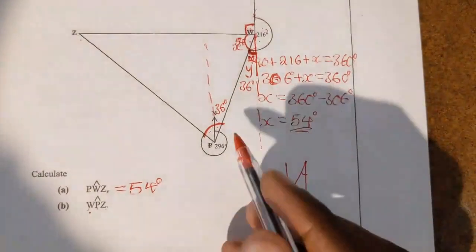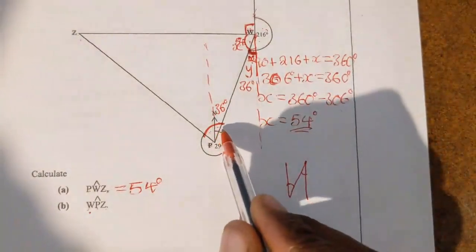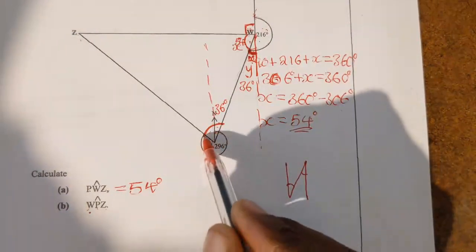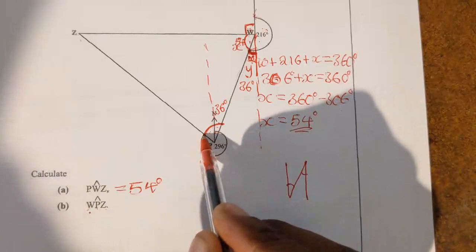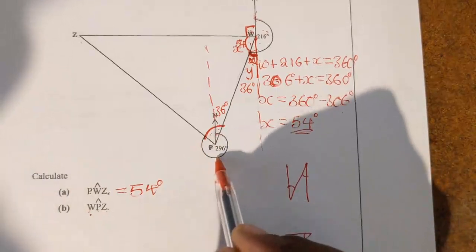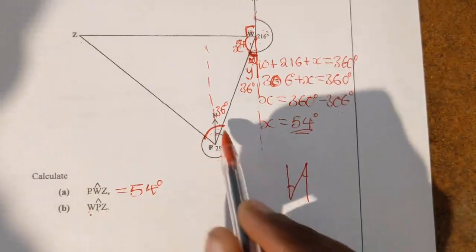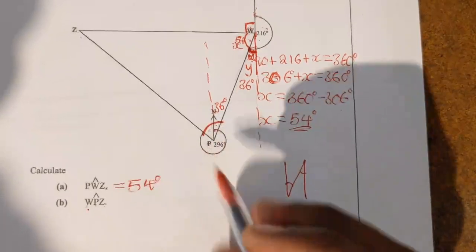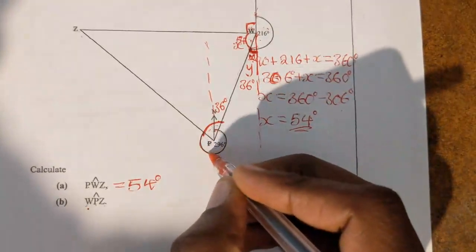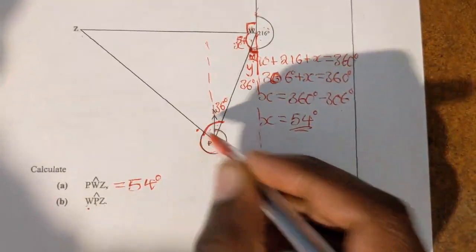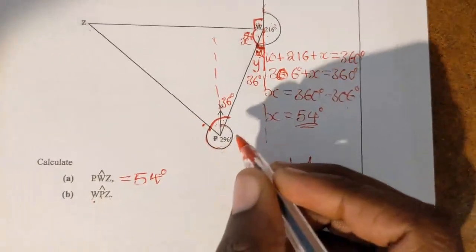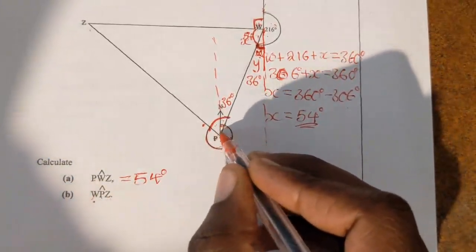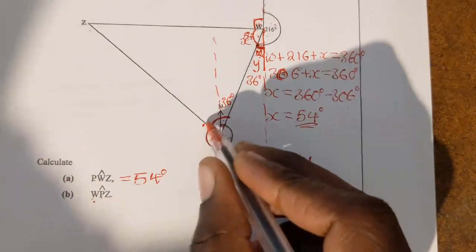You know that starting from here to here, it is 296 when it reaches here. So now you need to subtract the 36 here, so that you just get the complete cycle.